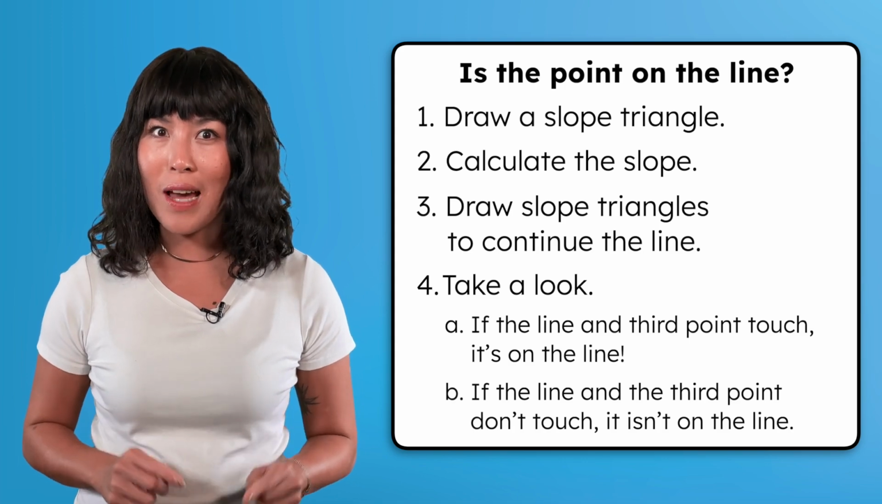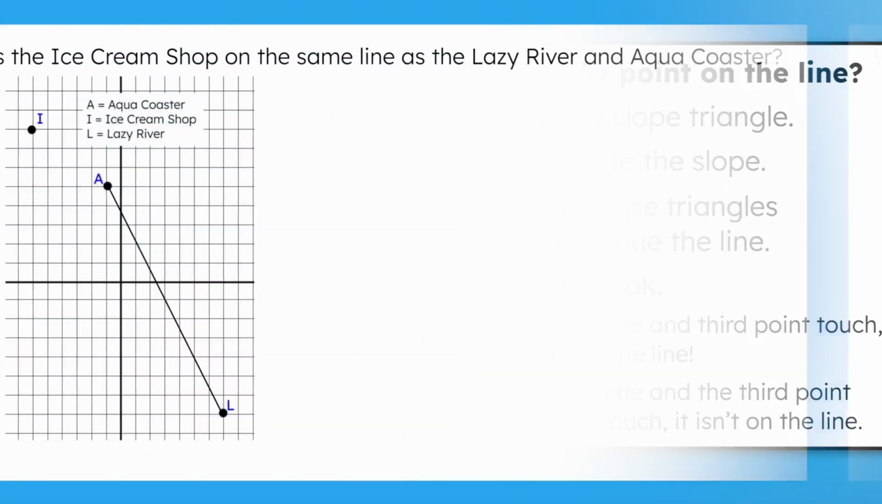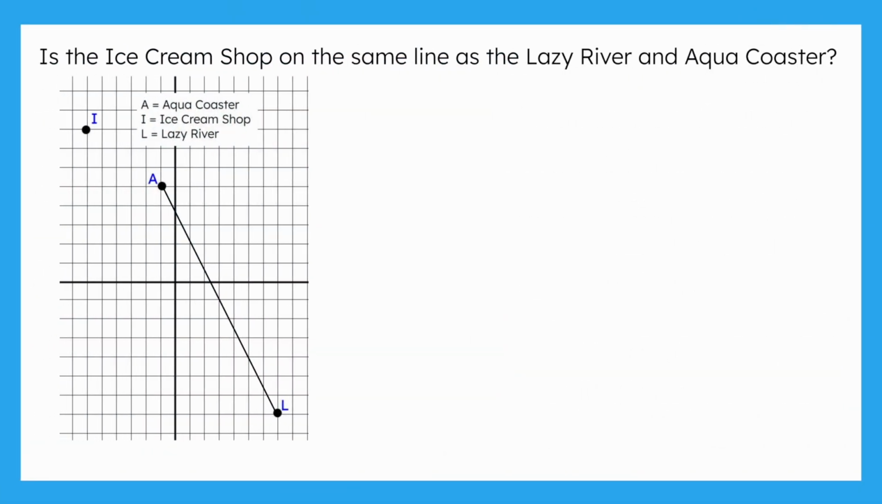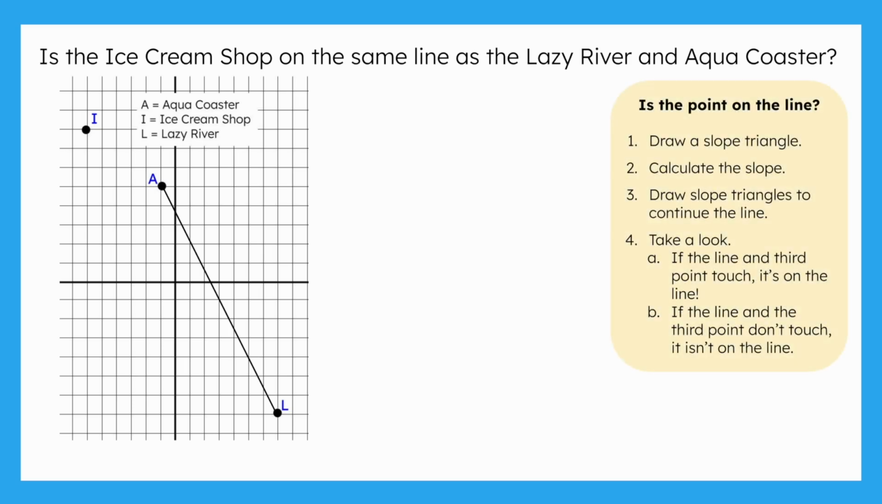Let's try those steps one more time. This time I want to see whether the ice cream shop point I is on the same line as the Aquacoaster and Lazy River. You can see on the map that the Aquacoaster point A and Lazy River point L are connected by a straight line. Use the steps to determine whether point I, the ice cream shop, is on that same line.